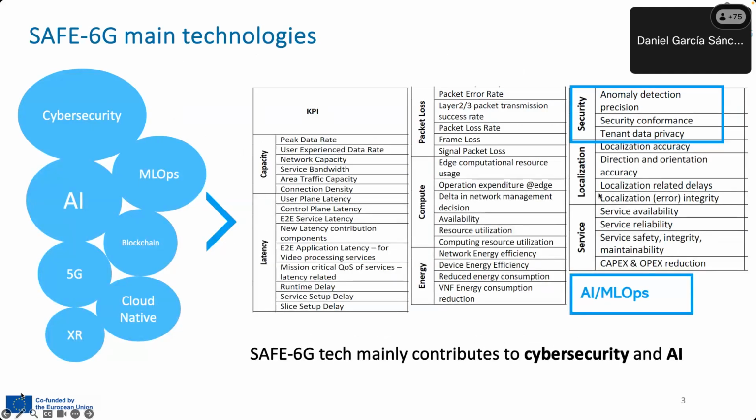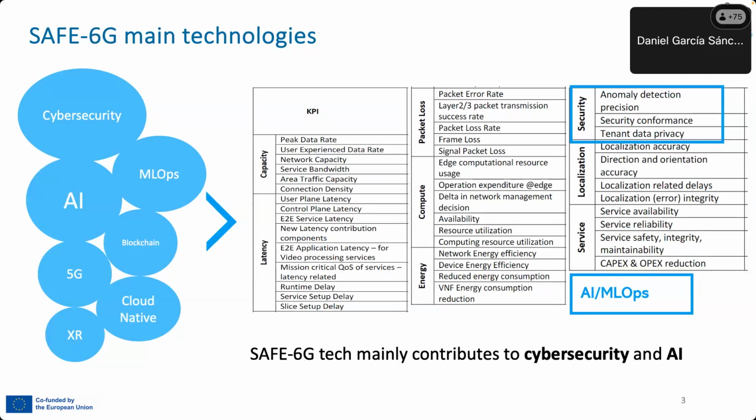Okay, very quickly, a glance at Safe6G main technologies. The main objective of the project is to create 5 new mobile network functions focused on 5 pillars: security, safety, privacy, reliability, and resilience. So we consider cybersecurity is the main KPI we will contribute from the project, as well as AI and MLOps, which is also an important pillar of Safe6G.